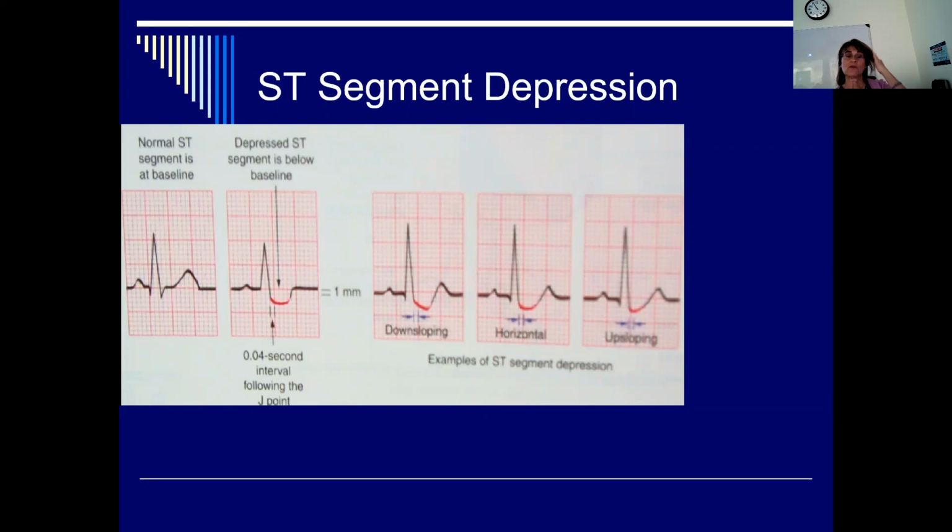So STEMI stands for ST segment elevation, but it could be depression also. It doesn't have to be elevation. So ST segment elevation is where the STE comes from. MI is myocardial infarct. So if somebody's having a heart attack and they have a STEMI, that means they were able to look on the EKG and diagnose that they're having a heart attack because the ST segment is not at baseline, it's above the baseline or below baseline.